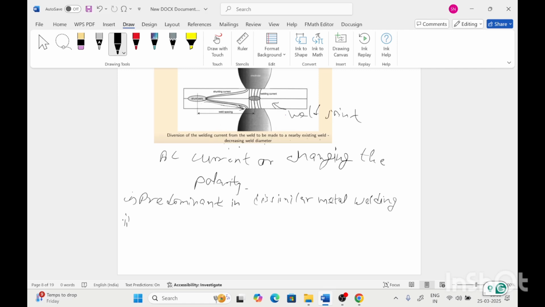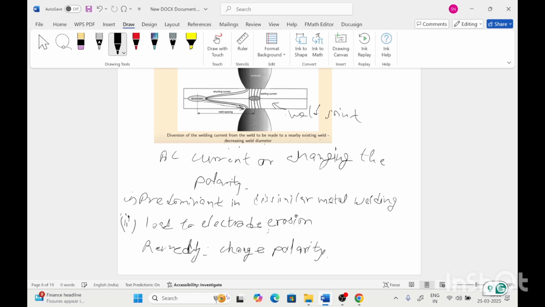And the second point about this shunt effect is that it leads to electrode erosion. Means the DC current is a very high amount, so the electrode can erode with time. So the only remedy for this is to change polarity, or we can use AC currents also. In AC current, the polarity gets changed with every half cycle.